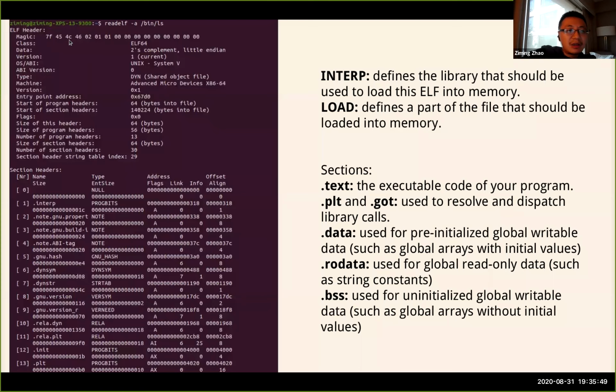45 is E. 4C is L. 46 is F. That's correct. So 7F is just a fixed number, so it always starts with those 4 bytes. That's called the magic number, magic code, to show this is an ELF file.